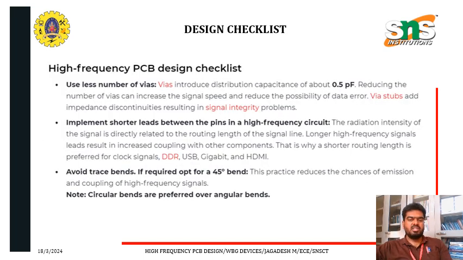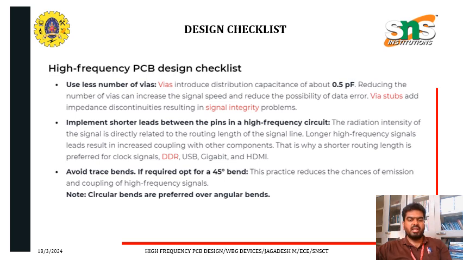High frequency PCB design checklist. Use fewer vias. The vias introduce distributed capacitance of about 0.5 picofarad. Reducing the number of vias can increase the signal speed and reduce the possibility of data error. Via stubs add impedance discontinuities, resulting in signal integrity problems.